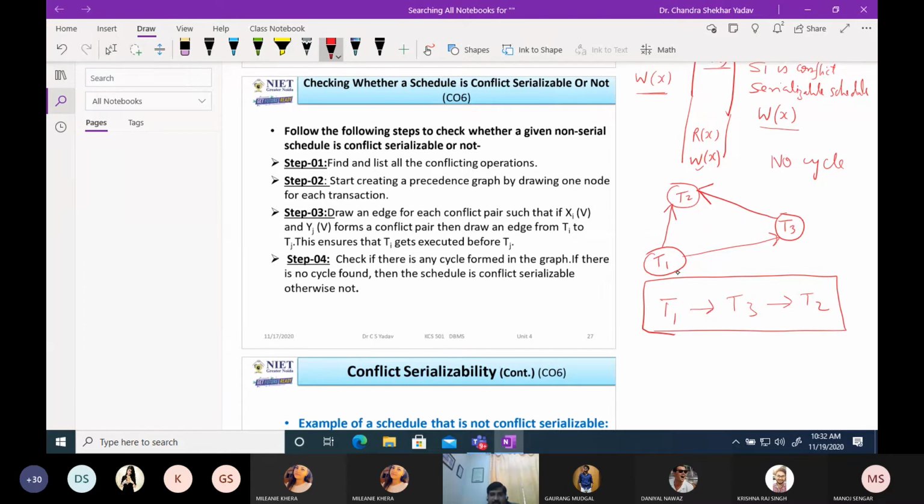Now I hope that you all understood this algorithm, and this is a very important algorithm, and numerical problems related to this concept have been asked in AKTU and GATE examinations. Okay. Now let us solve the second question.